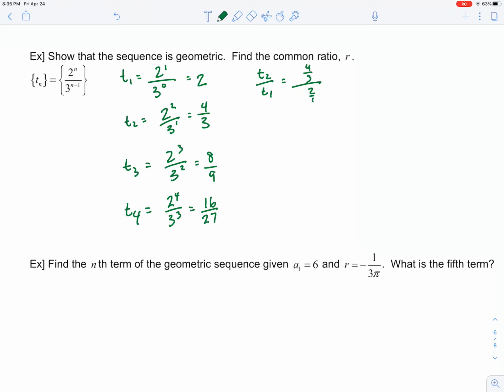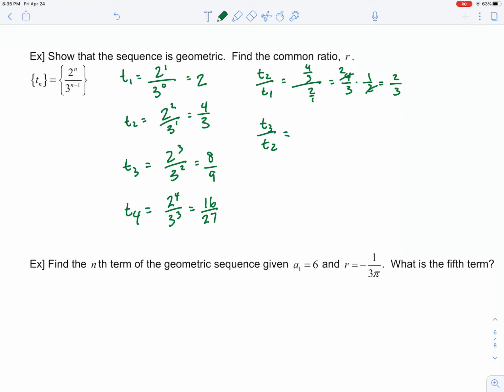So 4/3 divided by 2. Let's go ahead and make that 2 over 1 so we can multiply by the reciprocal. 4/3 times 1/2, reduce, that is 2/3. Okay, let's also take the third term and divide it by the second term and make sure we get 2/3 again. We should, if it's geometric, we should also get 2/3.